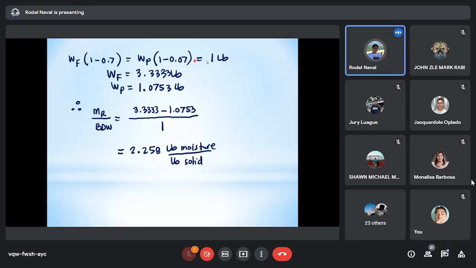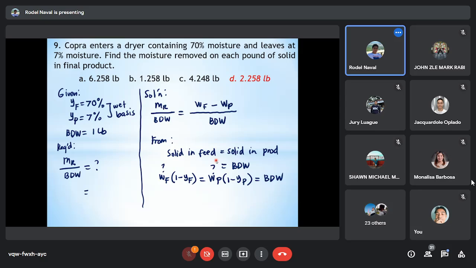And then 1 over 1 minus 0.07, which is 0.93. So 1 divided by 0.93 is 1.0753 pounds. So MR is WF minus WP over 1, which is the bone dry weight. Therefore, the answer is 2.258 pounds moisture per pound solid, where solid is the bone dry weight. Find the moisture removed on each pound of solid in the final product. So the answer is 2.258. Okay, screenshot.